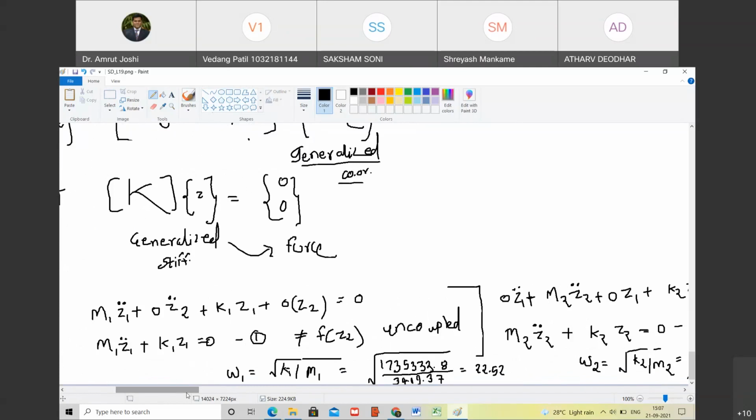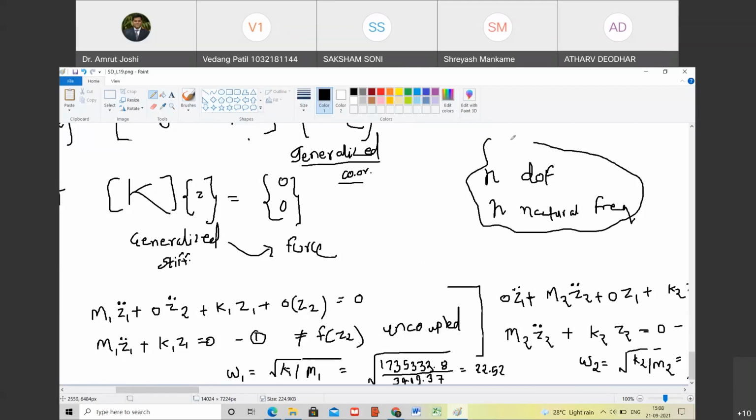If it is an n degree of freedom system, how many natural frequencies will it have? Single degree of freedom system, single natural frequency. 2 degree of freedom system, 2 natural frequencies. 3 degree of freedom system, 3 natural frequencies. N degree of freedom system will have n natural frequencies. So as many degrees of freedom as there are, that many natural frequencies there are. This is the first observation that I made.